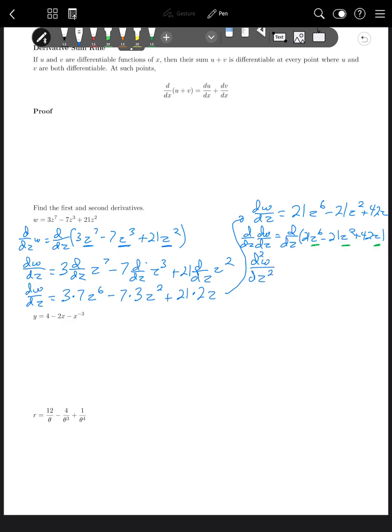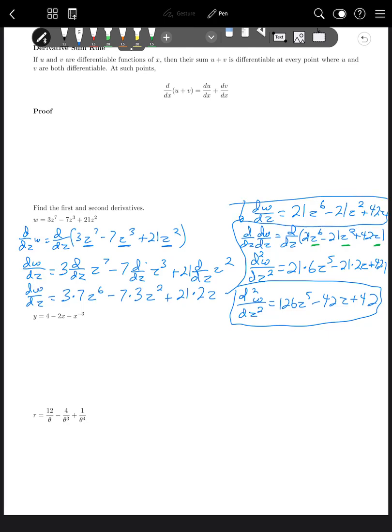The second derivative of w with respect to z would be 21 times the derivative of z to the 6th, which is 6z to the 5th, minus 21 times the derivative of z squared, which is 2z, and then plus 42 times the derivative of z, which is 1. So the second derivative of w with respect to z is 126z to the 5th minus 42z plus 42. Okay, and so that's the idea. So here's the second derivative, and here was the first derivative.